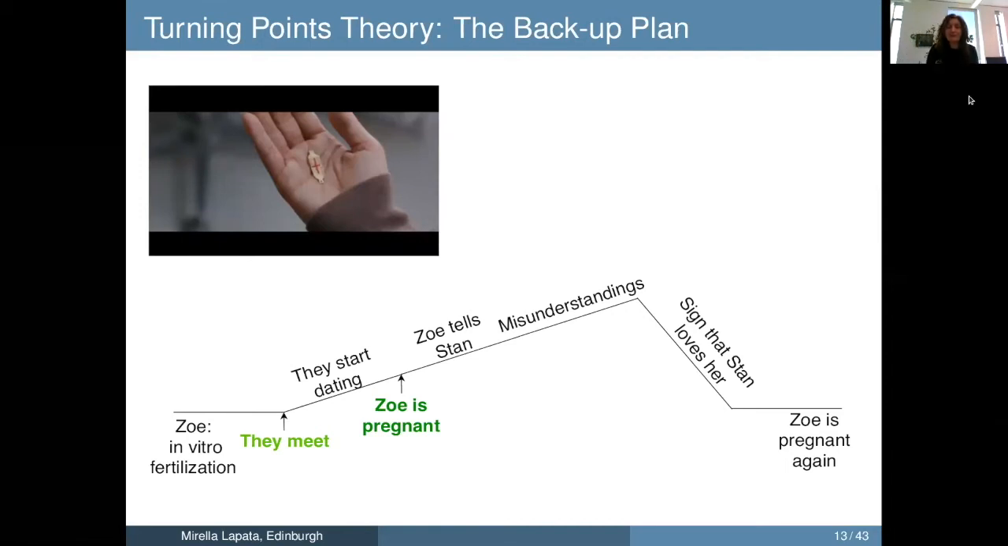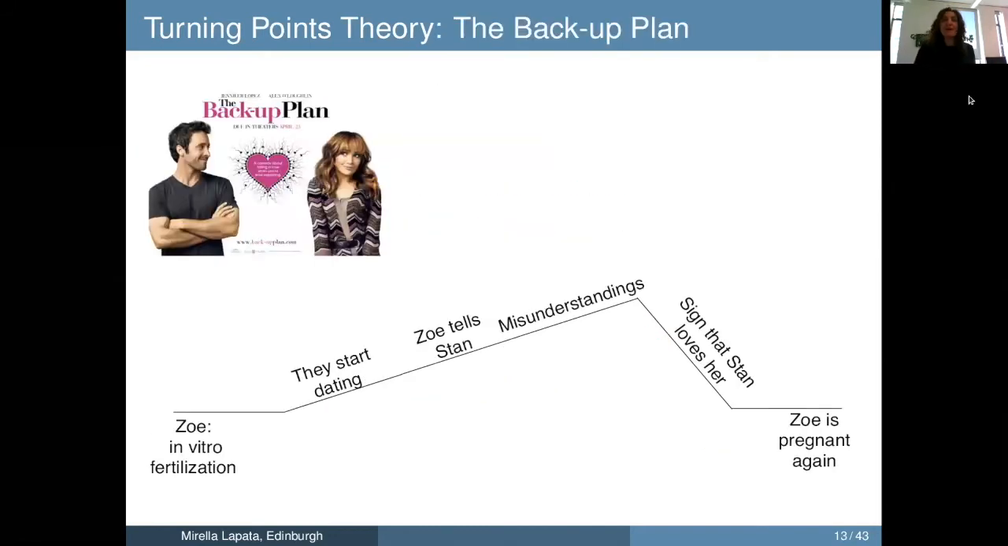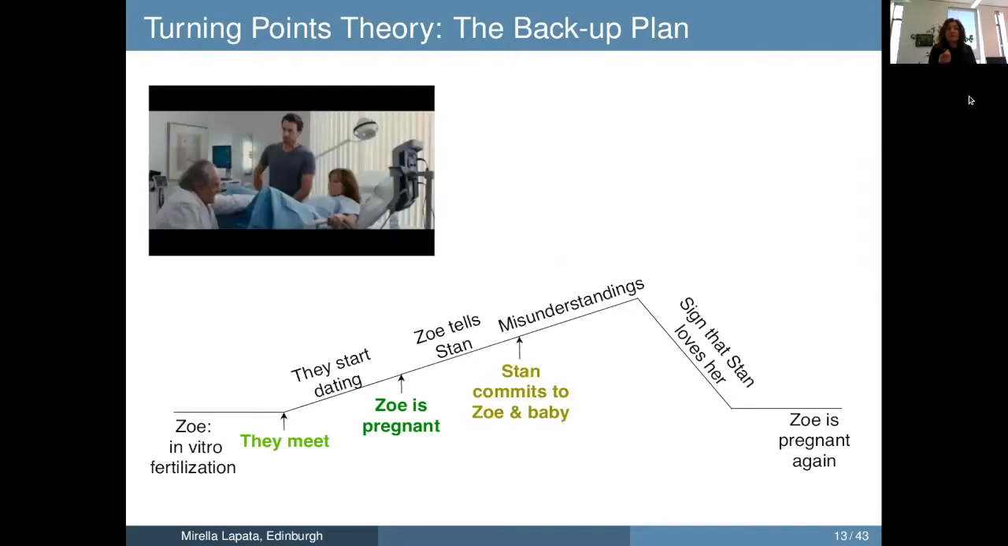Now, this is the second turning point here, which if you see here, it's called change of plans. So the plans change because, of course, her idea of romantic love cannot go on because she has to tell the guy that she's pregnant with somebody else, not him. Anyway, so she tells Stan, and Stan is a really nice guy, and he commits to Zoe and the baby and says, yeah, great.